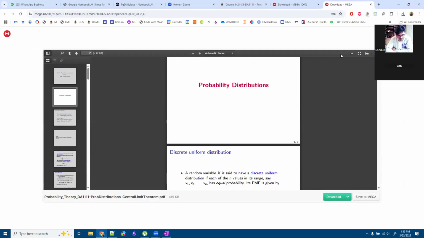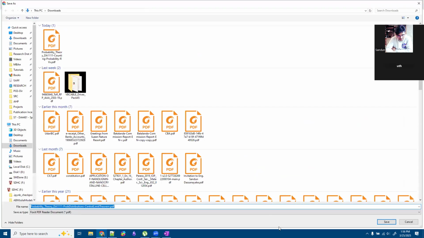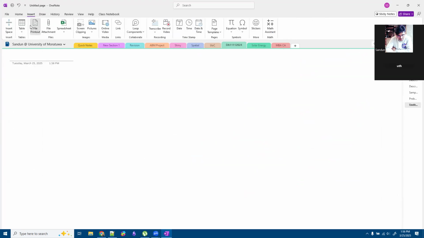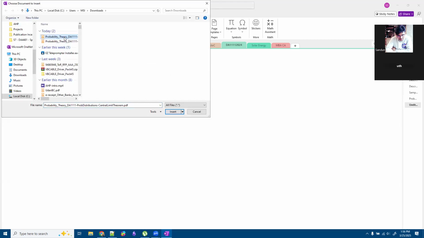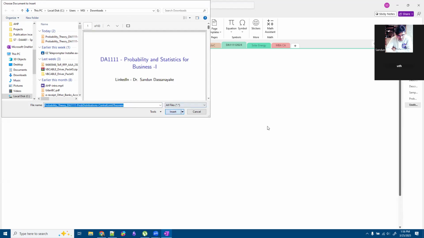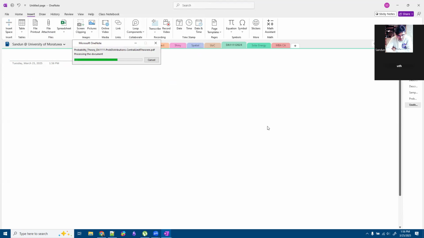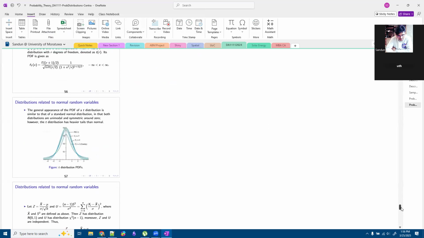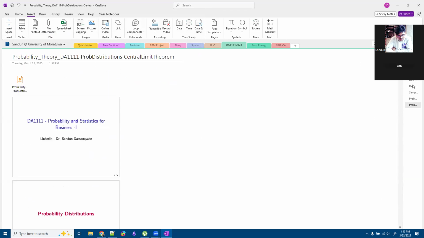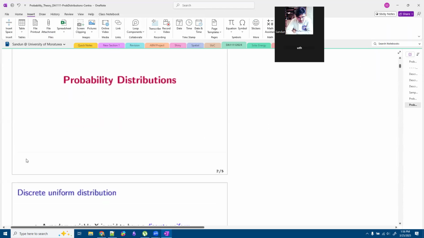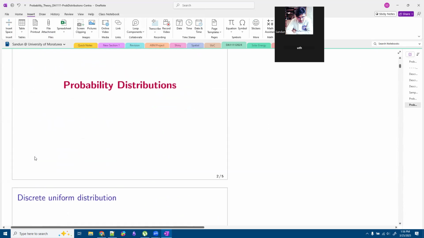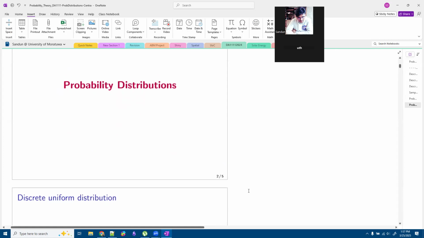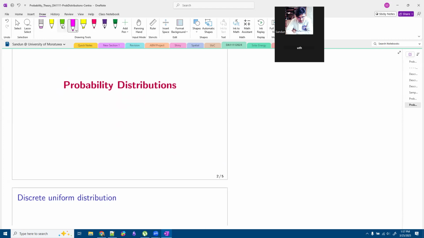Let's move to the next one, which is about probability distributions. Let me take another page. The discussion would be primarily on probability distributions. So what do you mean by a distribution? Now take a piece of paper and organize your thoughts. What sort of distributions are we going to learn here? Let me write the things for you.